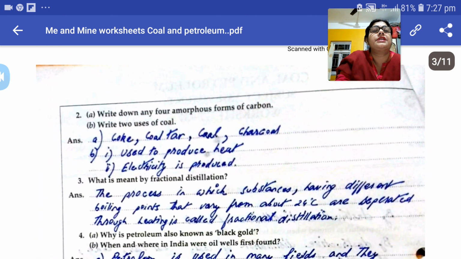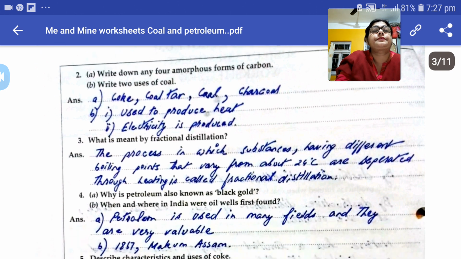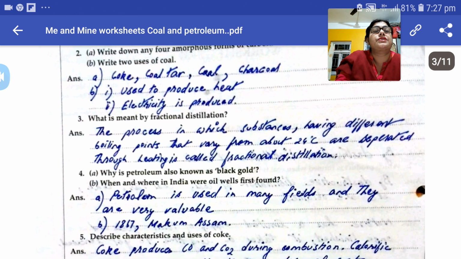Okay, so the smelling agent as well as propane, butane, these all are added in the LPG. Okay, then we'll move to the next question. Write down any 4 forms of amorphous carbon. These are coke, coal tar, coal and charcoal. Write 2 uses of coal. Used to produce heat. Electricity is also generated by burning fossil fuels.